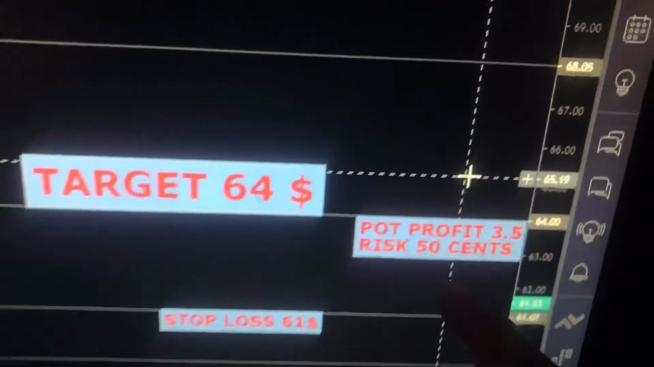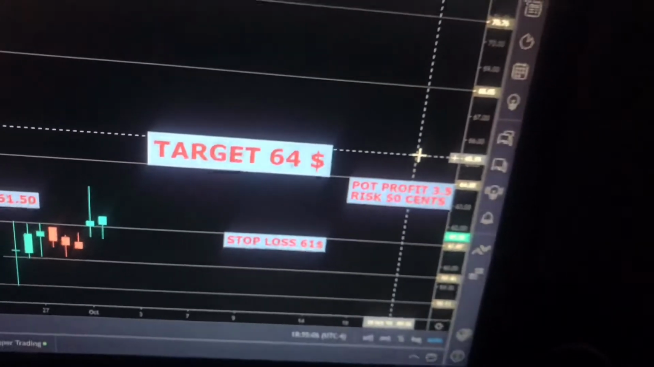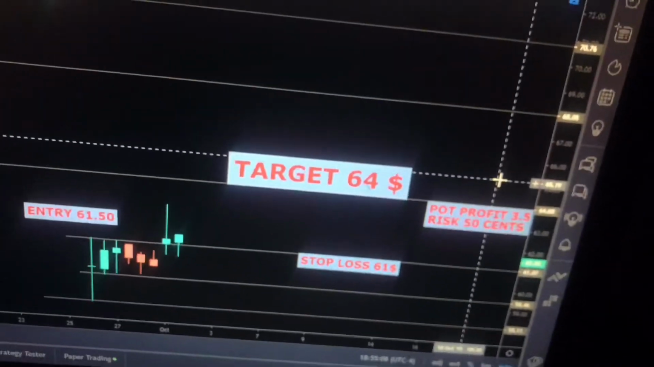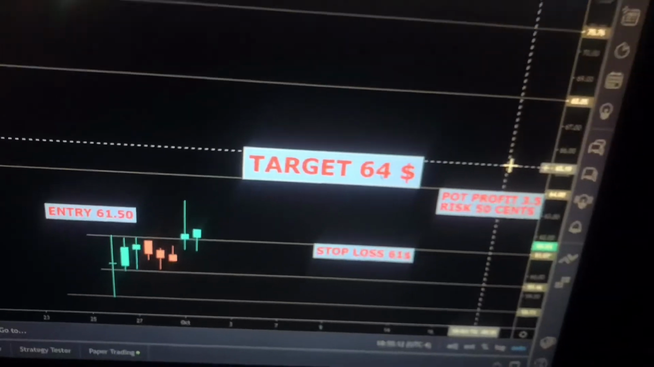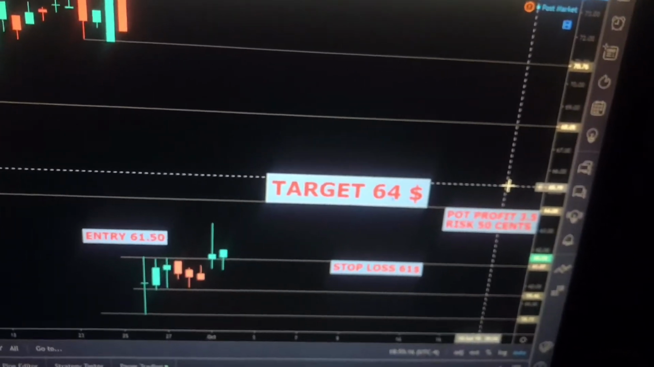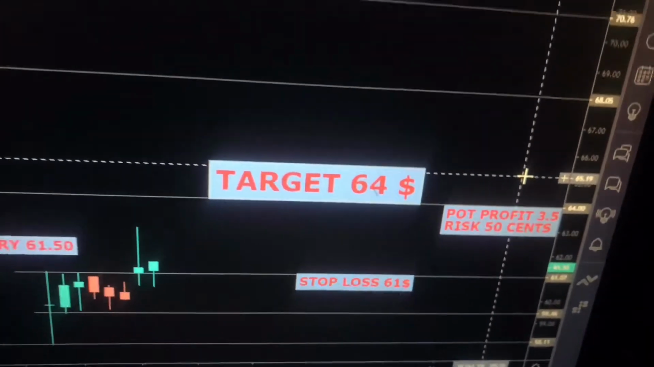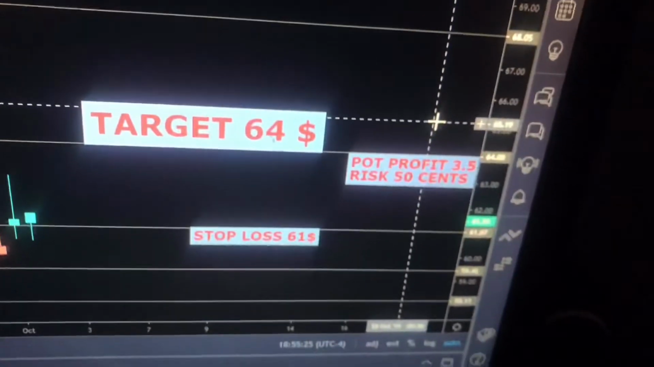This is how you plan out your trade, you guys. I'm risking 50 cents to make $3.50. My potential for profit is 6 times my risk. That is huge, you guys. That is how you want to get into a trade. You want to make sure your potential for profit is at least double. I could have won for $1 profit, but I'm going for the next resistance, so I'm going for $3.50.